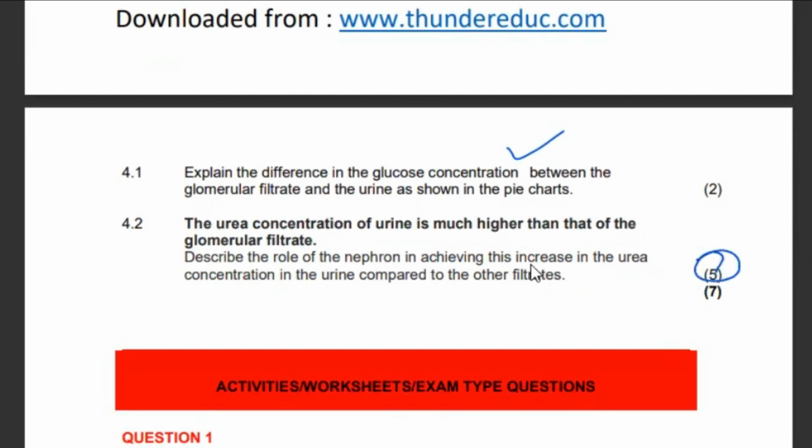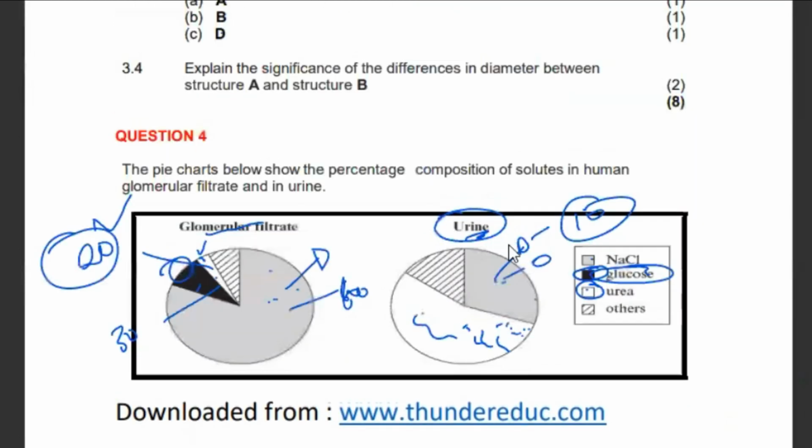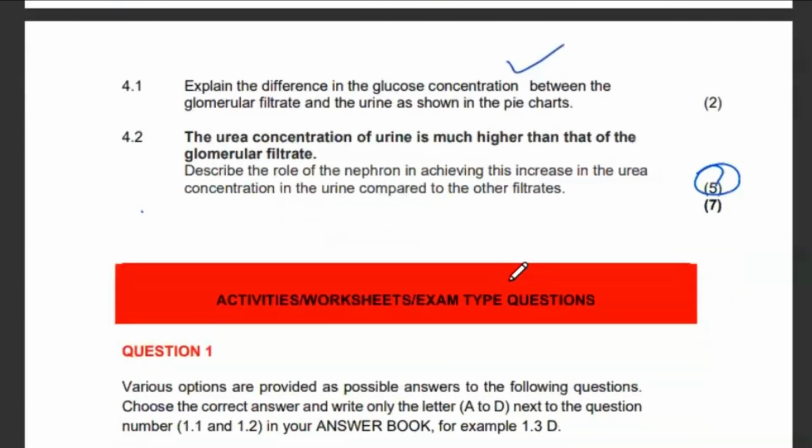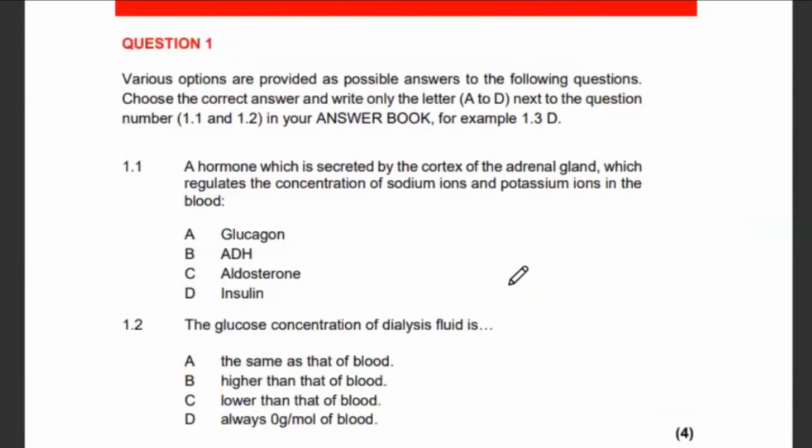So the 5 marks, to get those 5 marks, you can talk about the other substances which are here and are reabsorbed. Glucose is reabsorbed, water is reabsorbed, sodium chloride is reabsorbed, urea is not reabsorbed, making the concentration to be higher in the urine. That's how you can account for those 5 marks. What about this now? Let's go to this question.